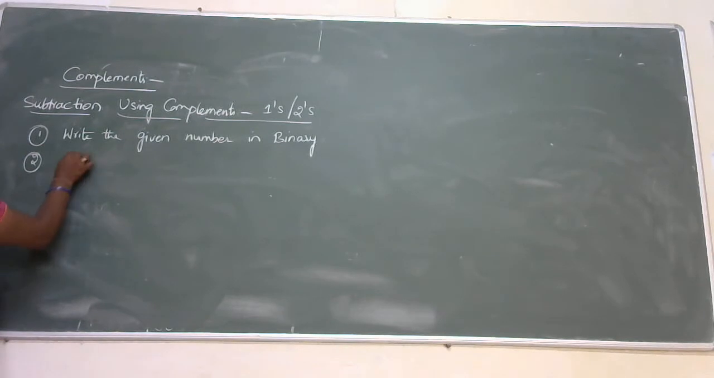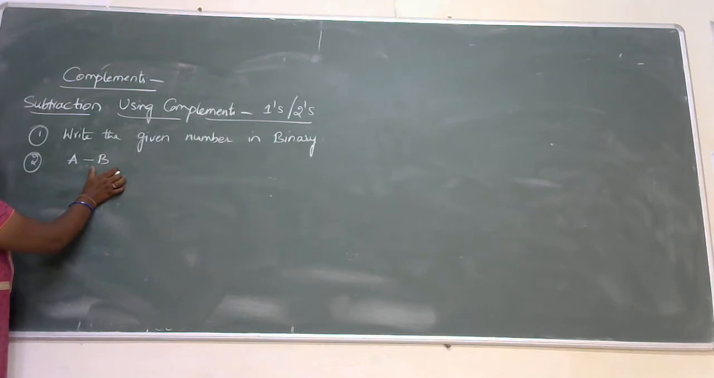So let me take, I am performing A minus B. So here A is one number, B is the other number. I need to perform a subtraction operation of A minus B. So here A is called the minuend and B is called the subtrahend. So whichever number has a negative sign is called the subtrahend.